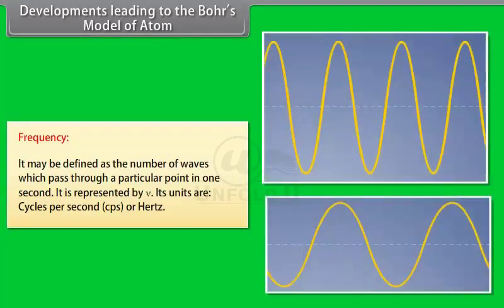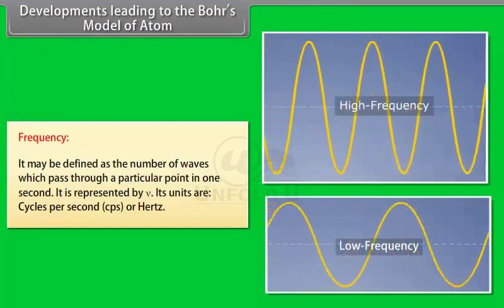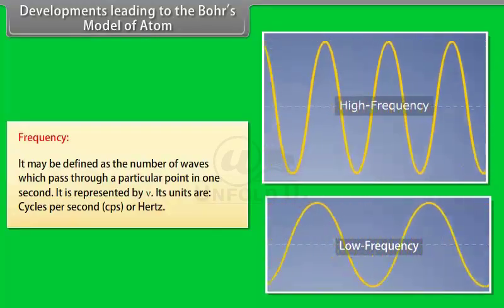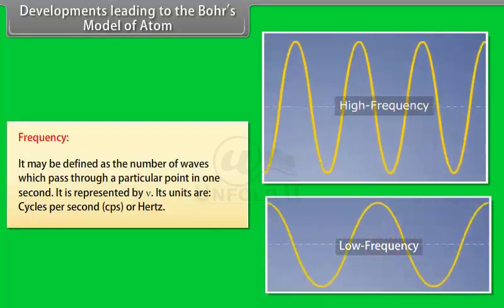Frequency. It may be defined as the number of waves which pass through a particular point in 1 second. It is represented by mu. Its units are cycles per second or hertz.